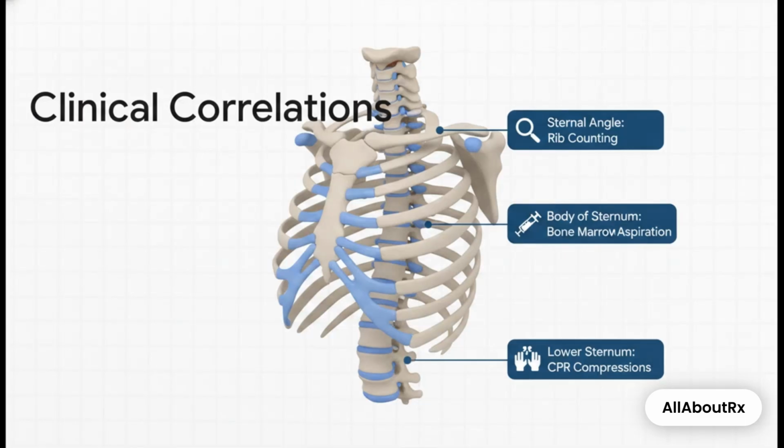Why does this actually matter in the real world? Well, these bony landmarks guide everyday medical procedures. You use that sternal angle to find the second rib, which is your starting point for counting ribs during a physical. The body of the sternum is a super accessible site for bone marrow aspiration. And the lower sternum, that's your literal life-saving landmark for proper hand placement during CPR chest compressions.